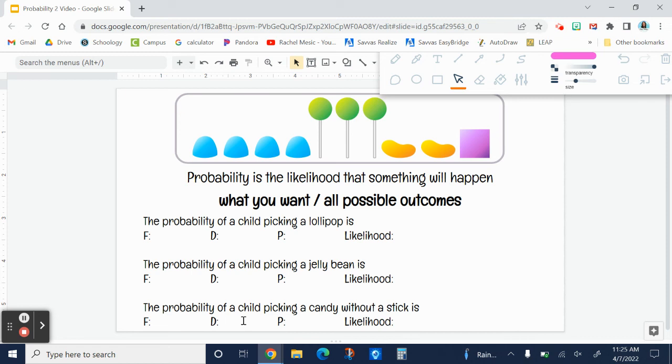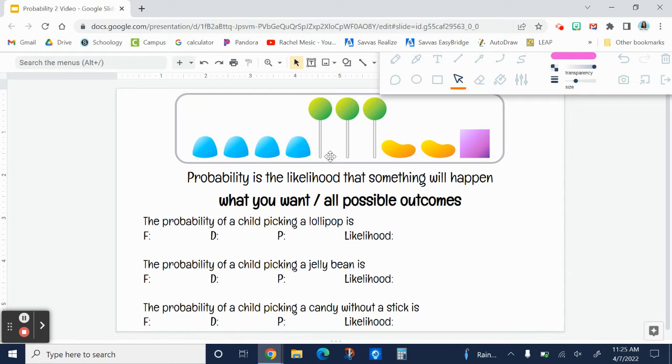Probability is the likelihood that something will happen. So it probably will or it probably won't. And rather than kind of taking a random guess, we can use math to figure it out. So we're going to write a ratio or a fraction comparing what you want compared to all the possible outcomes.